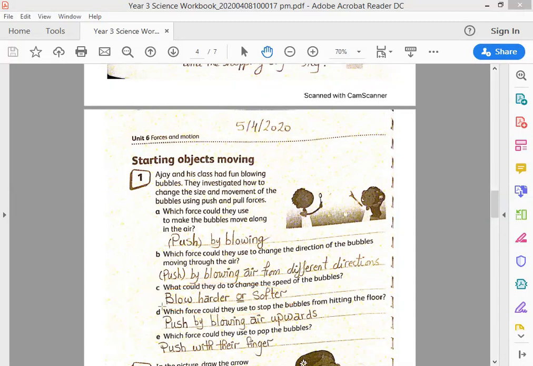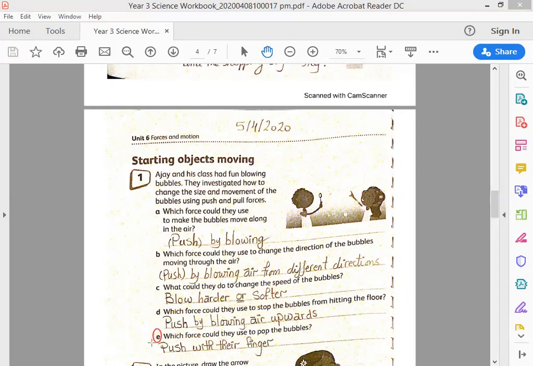Okay, question D. Which force could they use to stop the bubble from hitting the floor? They don't want their bubbles to pop. What are you going to do to avoid your bubble from popping? Yes, you are going to push air upward. You are going to stand on your knee and start to push by blowing air upward, so you can send your bubbles upward to avoid hitting the floor.